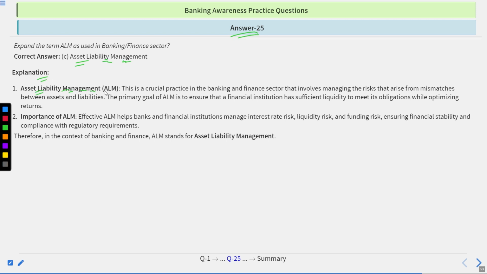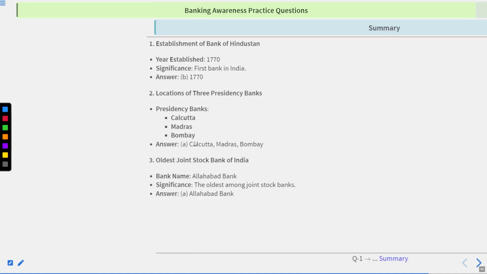Explanation: this is a crucial practice in the banking and finance sector, which involves managing the risks that arise from mismatches between assets and liabilities. The primary goal of ALM is to ensure that a financial institution has sufficient liquidity to meet its obligations while optimizing returns. Importance of ALM: effective ALM helps banks and financial institutions manage interest rate risk, liquidity risk, and funding risk, ensuring financial stability and compliance with regulatory requirements. Therefore, in the context of banking and finance, ALM stands for asset liability management.